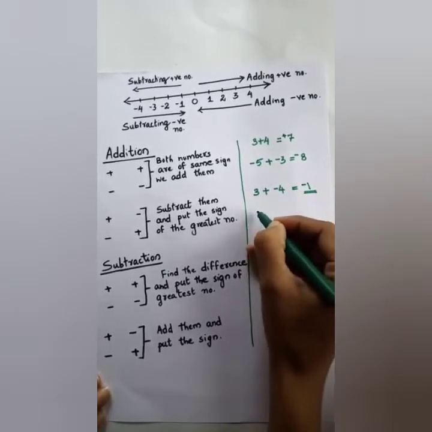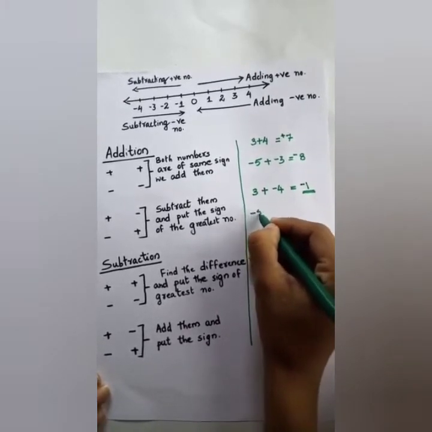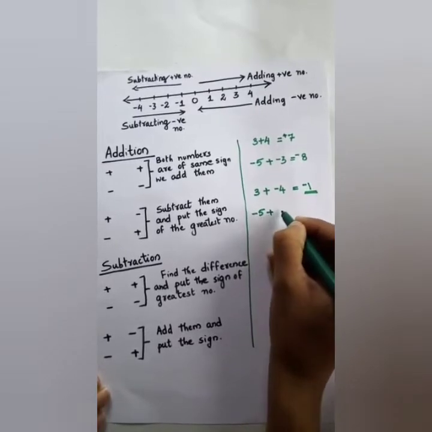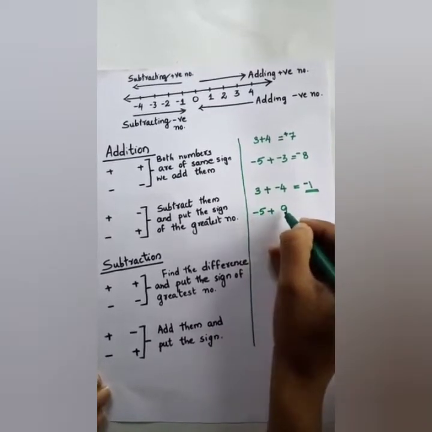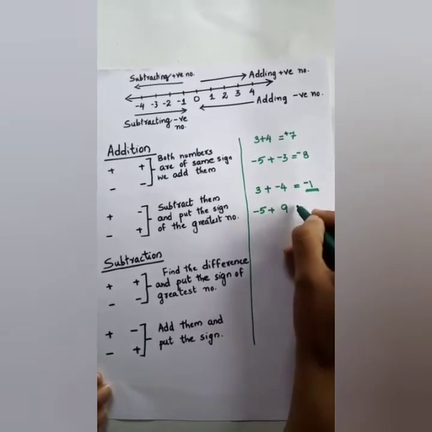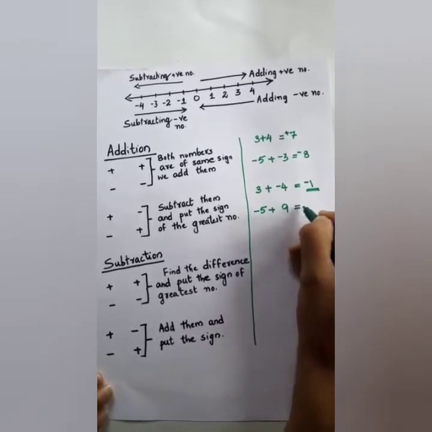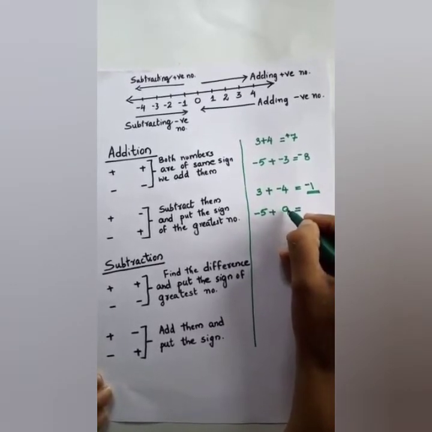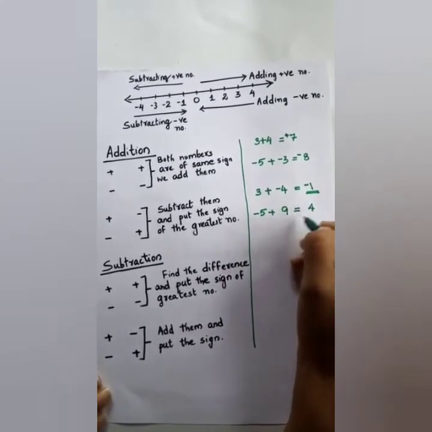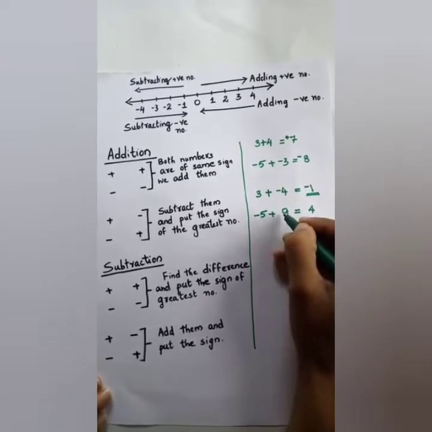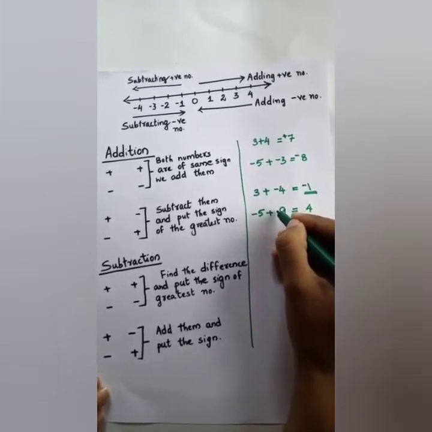Check with another example. Minus 5 plus 9. Look at this. Both of these numbers are of different signs. What do we have to do? We have to subtract them. If we subtract 5 from 9, we will get the answer as 4. And which sign is there? It will be the plus sign.